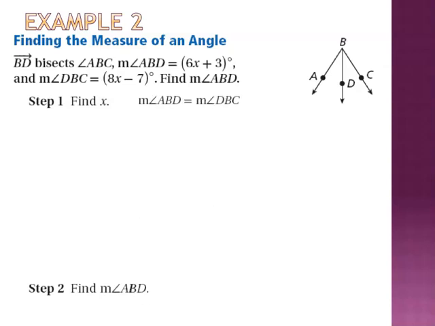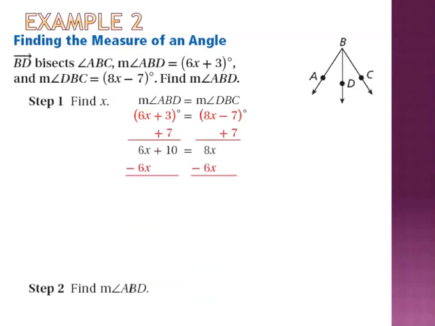Now we know the measure of angle ABD is 6x plus 3, and the measure of angle DBC is equal to 8x minus 7. So we set those equal to each other, substitute. And now we can go ahead and solve. So we'll add 7 to both sides, and we have 6x plus 10 equals 8x. Subtract 6x from both sides. We end up with 10 equals 2x. Divide both sides by 2, and we get x equals 5.